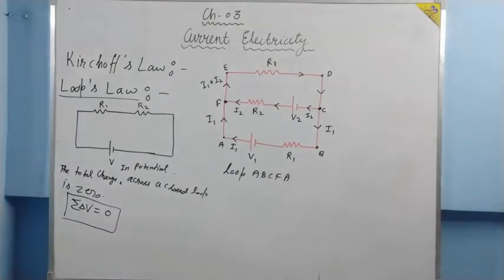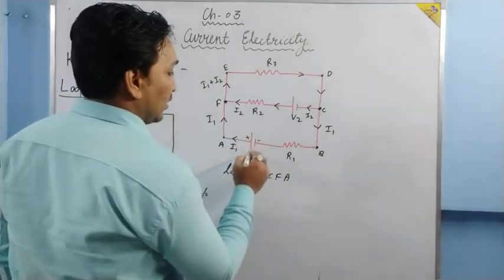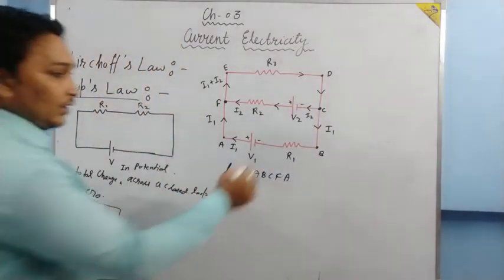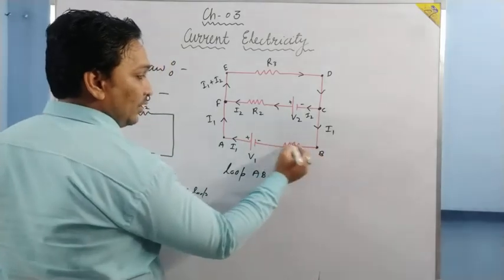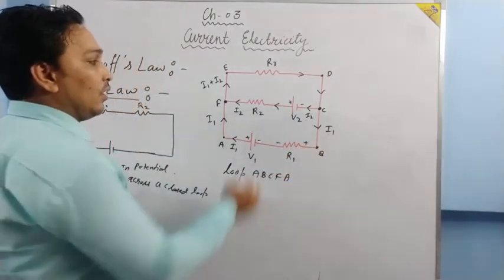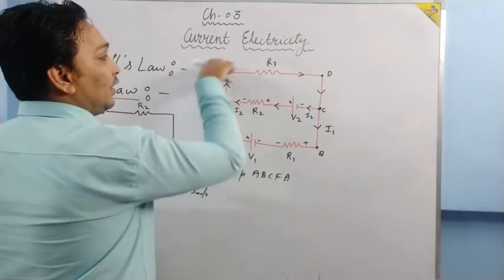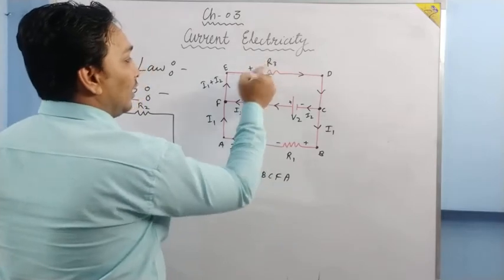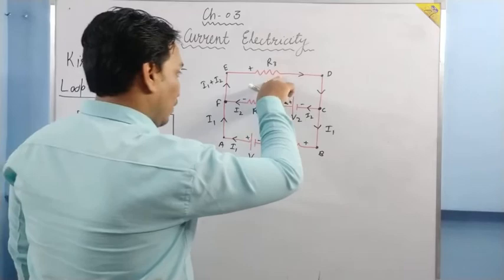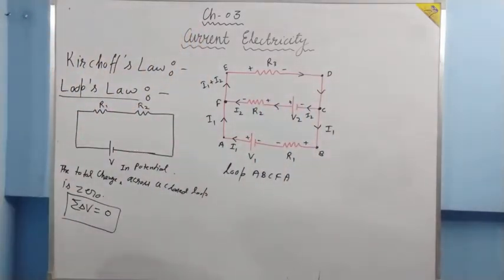Okay. Now before proceeding, let us put plus and minus signs. For this cell, this is plus, this is minus. For this cell, this is plus, this is minus. For this resistance, current is entering from this side, so this is plus, and this side is where current is going out, so this is minus. For this resistance, this is plus and this is minus. The end through which the current enters is plus. The end from which the current goes out is minus. Okay, this is how we put plus and minus.